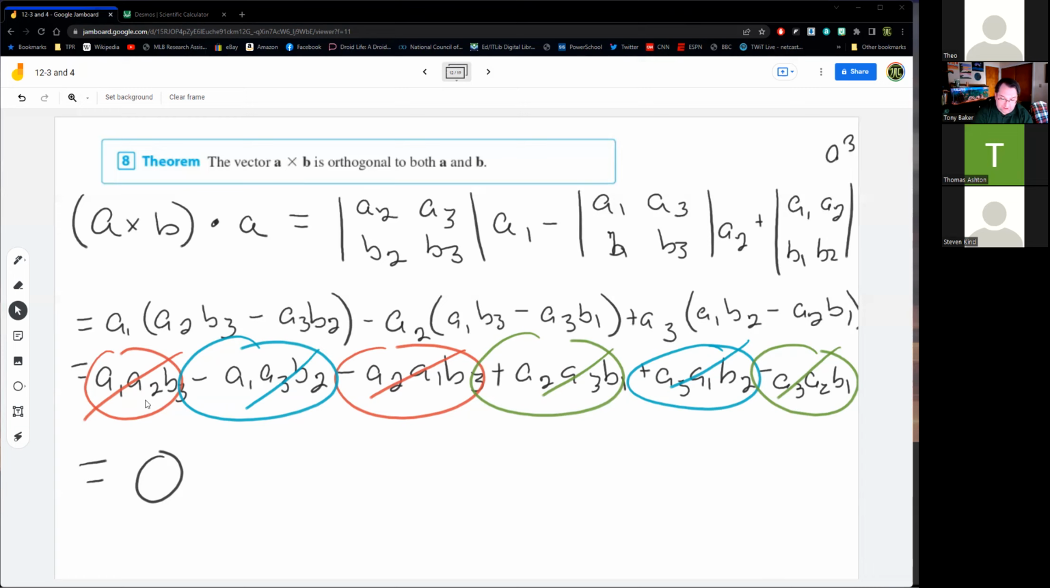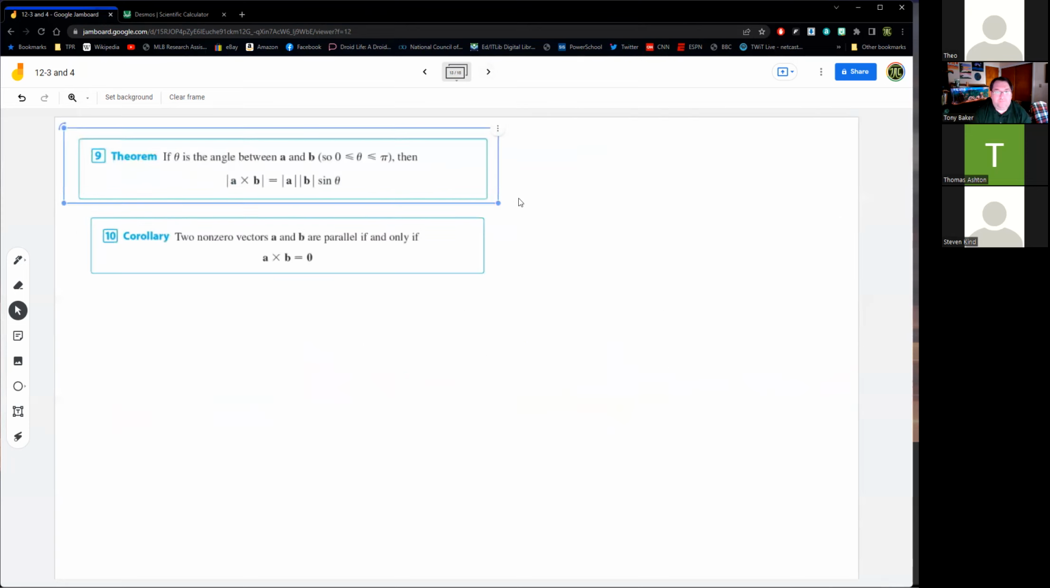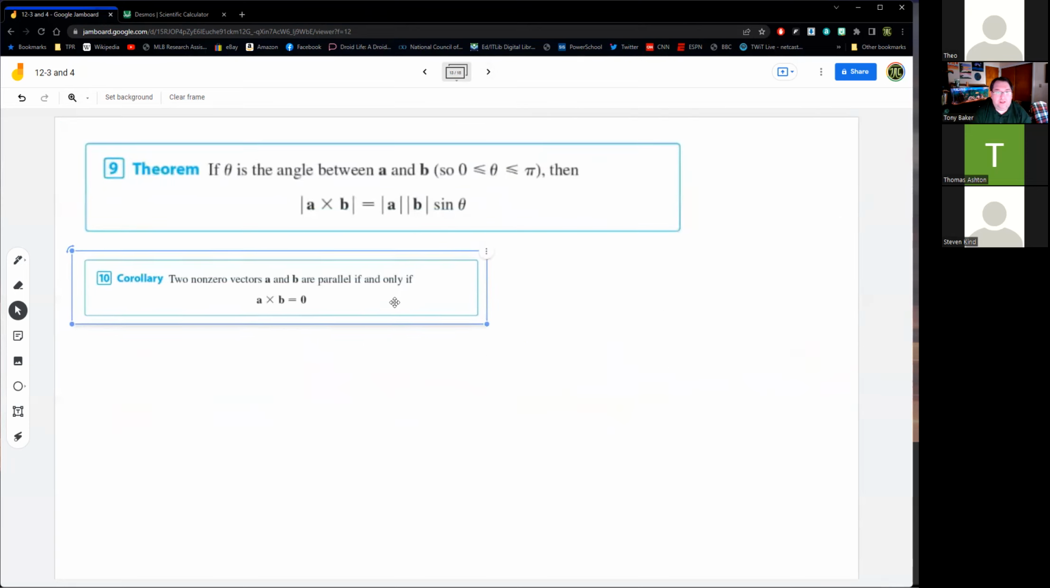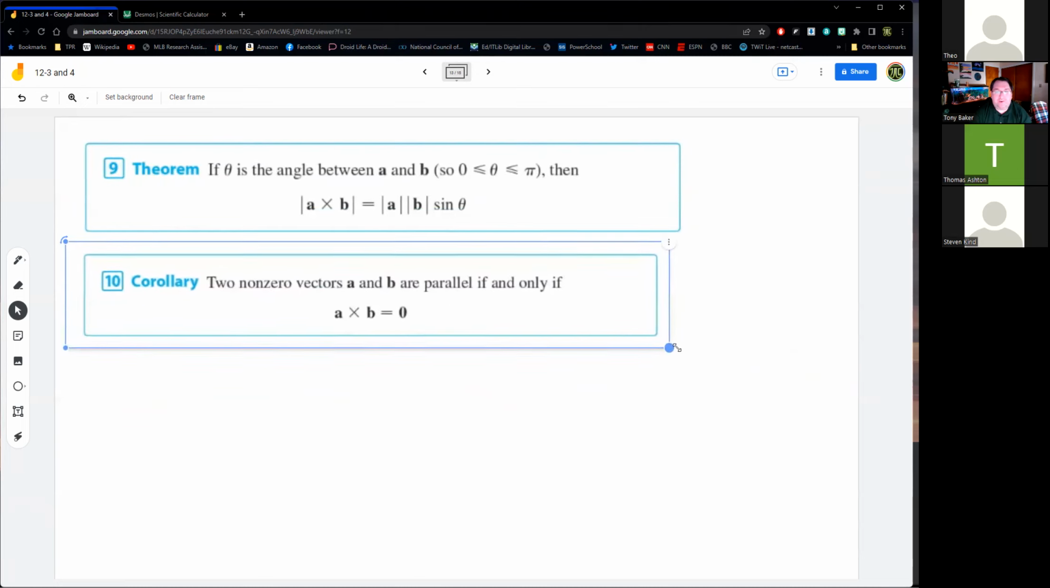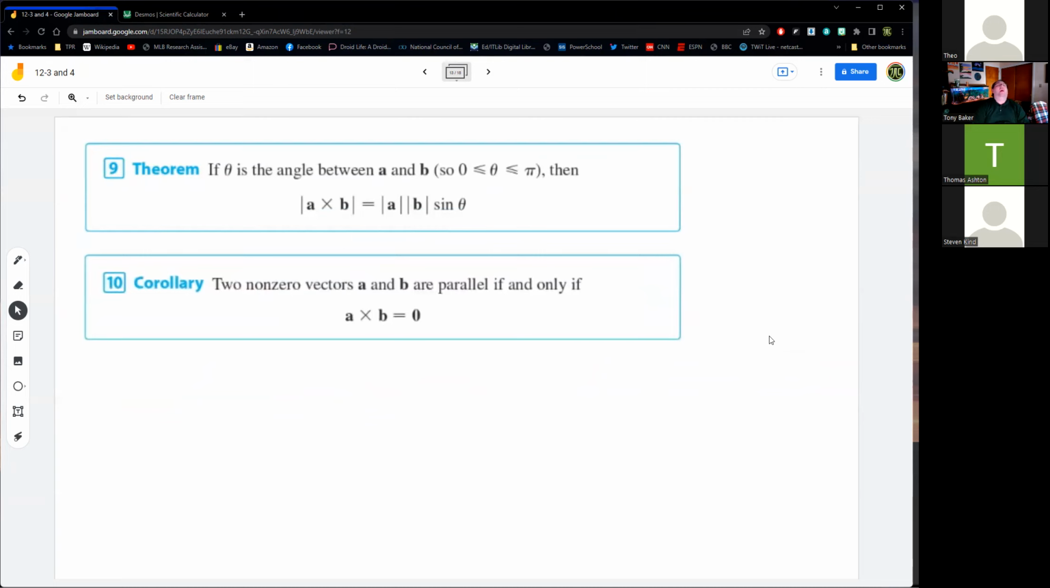Now let's actually use this. So a couple things. First one is just like we had with the dot product and cosine, we can find the angle between A and B using sine. So the length of the cross product equals the length of A times the length of B times sine of theta.